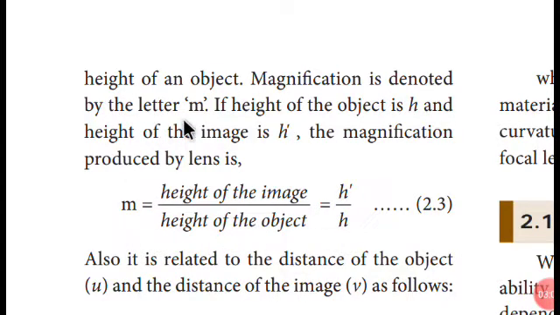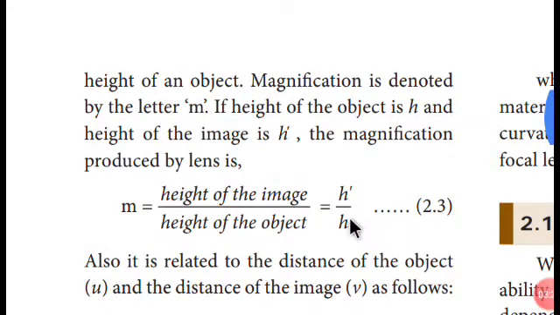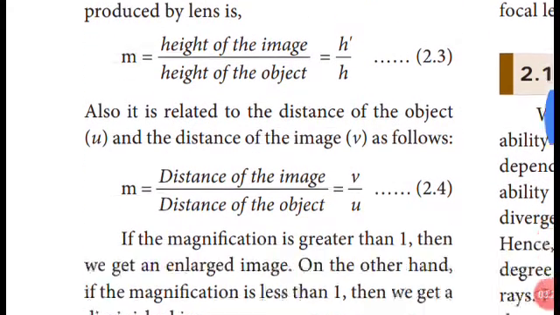Magnification is denoted by the letter m, small m. If the height of the object is h and the height of the image is h dash, the magnification produced by lens is h dash by h. And here you need to see one thing. Also, it is related to the distance of the object u and the distance of the image as follows v. We know before that the distance of the image from the optical center is denoted by v, and distance of the object from the lens is denoted by u.